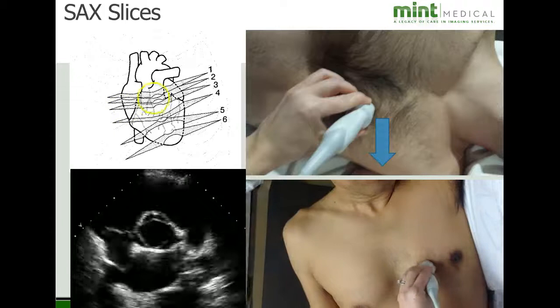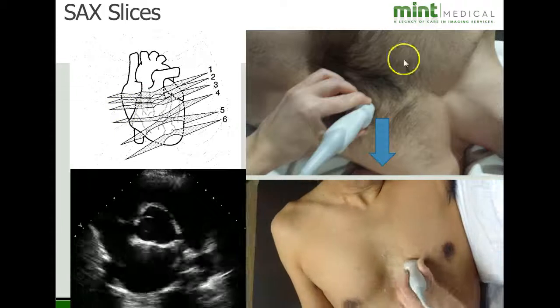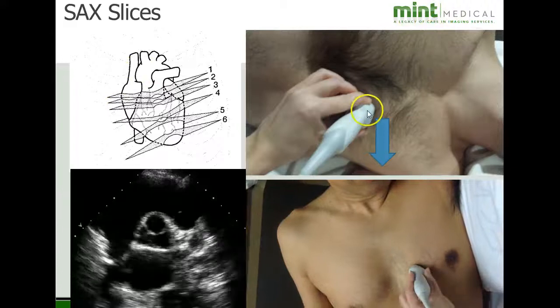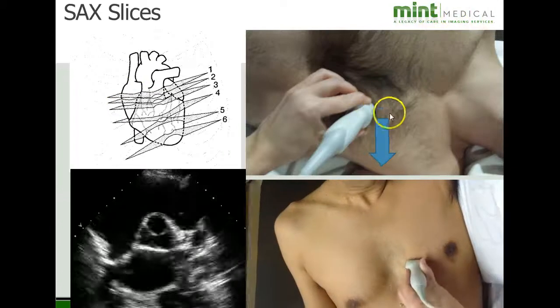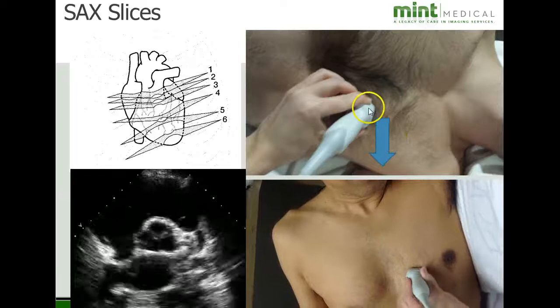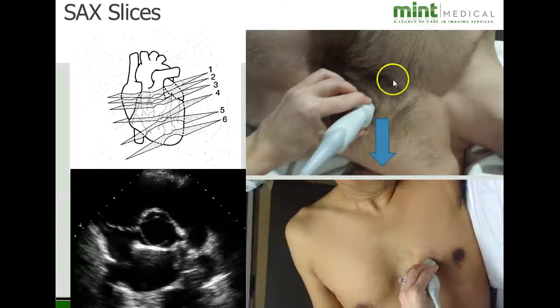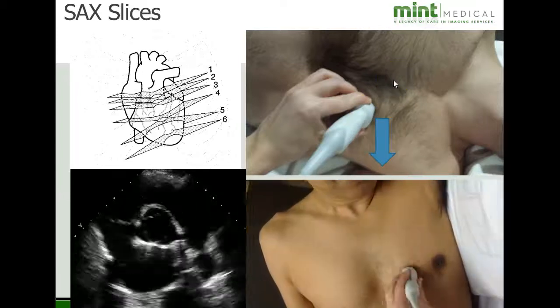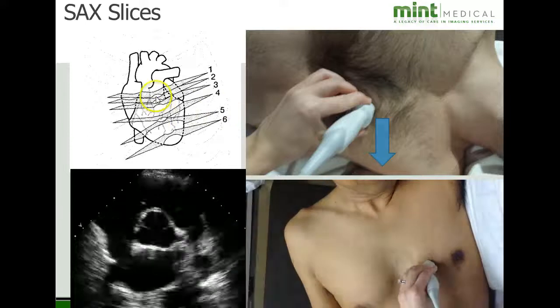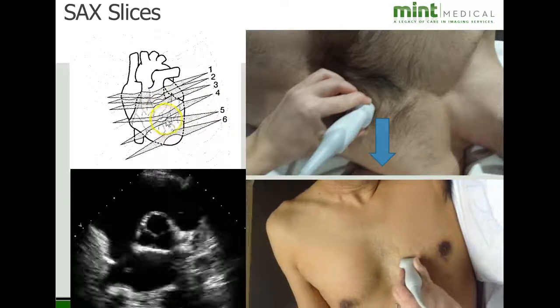what you're going to do is take your transducer and your indicator, instead of being towards the patient's right shoulder, you're going to rotate 90 degrees towards the patient's left shoulder. You're still going to take the transducer and angle it into the body, anterior to posterior. So as you slice, we're going to do what we call a sweep, a sweeping motion.